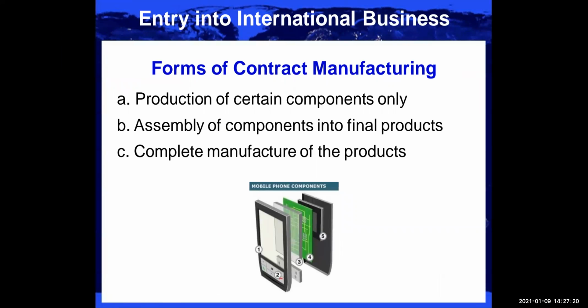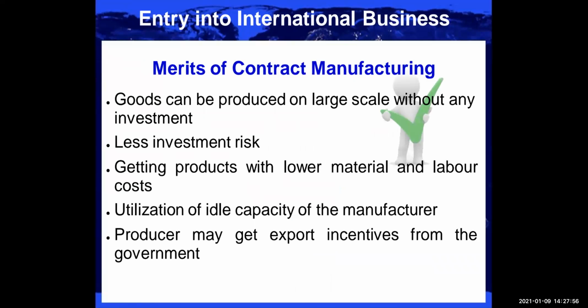There may be different forms of contract, like production of certain components only. For example, if I'm manufacturing an XYZ product and I require 10 components, then for one component I'm giving a contract to ABC person. This way, I can give the production of certain components only. Second is assembly of components into final products. And thirdly, I can give the complete manufacturing contract of products to another person or another country. So these are the various forms.